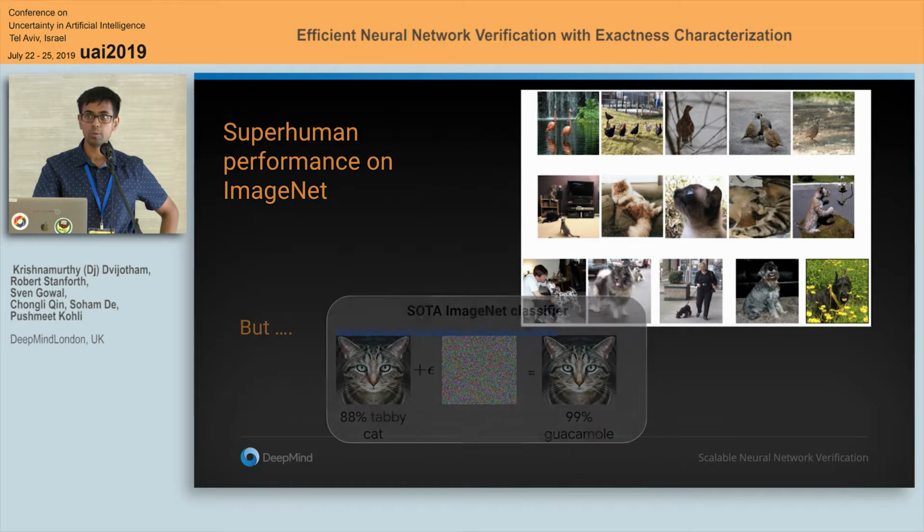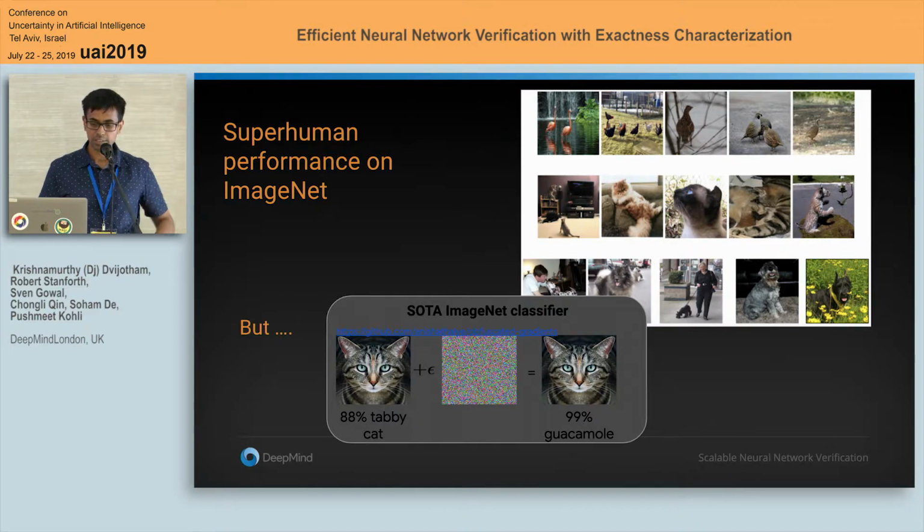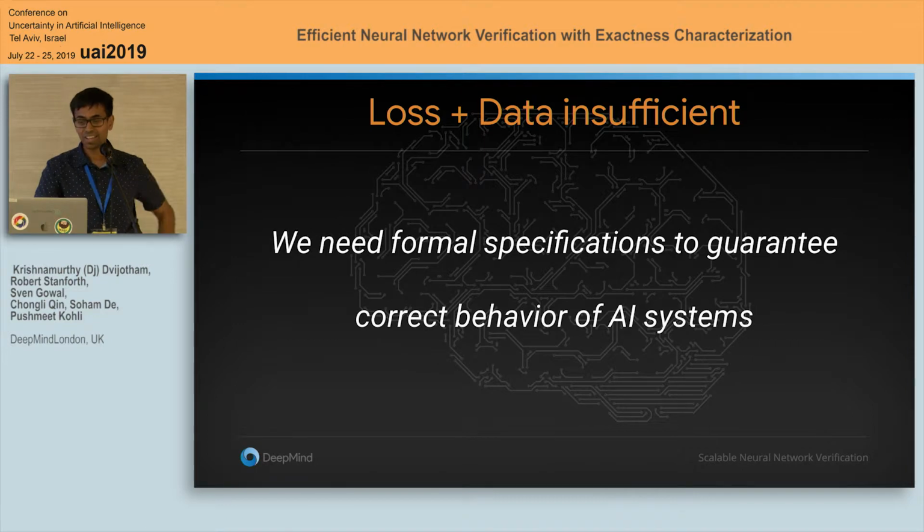Unfortunately, along with the successes come some intriguing failures. And one of the common failure modes in image classification is this phenomenon of adversarial examples, where you can take a very powerful state-of-the-art classifier and add to it a very small amount of carefully chosen noise, and it starts to think that tabby cats look like guacamole suddenly, right? So the question is, where is the issue?